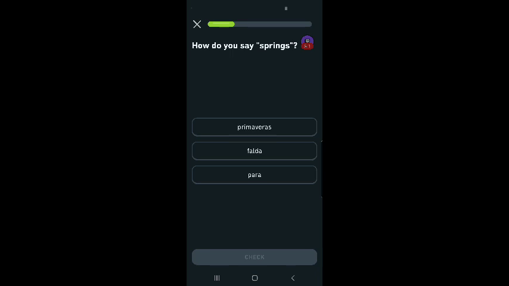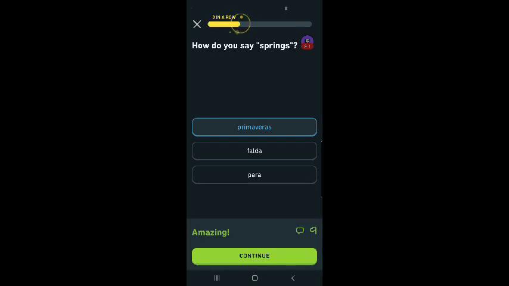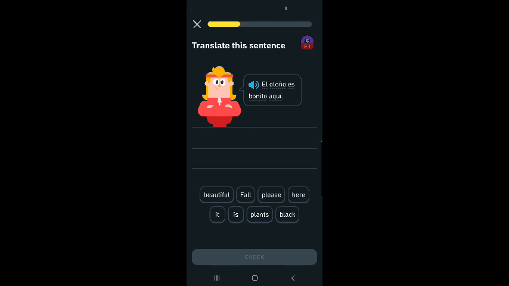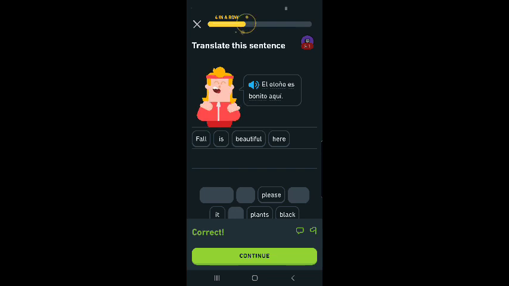How do you say springs? Primaveras. Oh, my head hurts. El otoño es bonito aquí. Es el otoño. Fall. It's beautiful here. El otoño es bonito aquí.